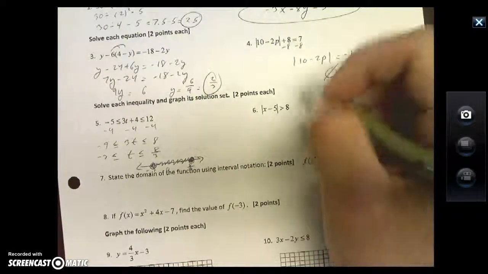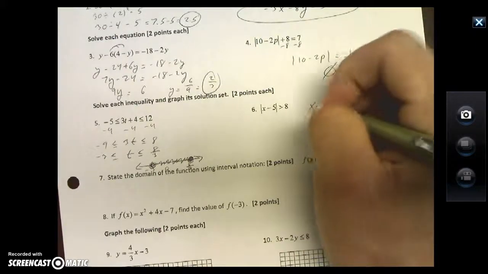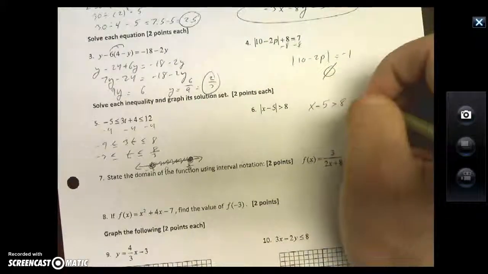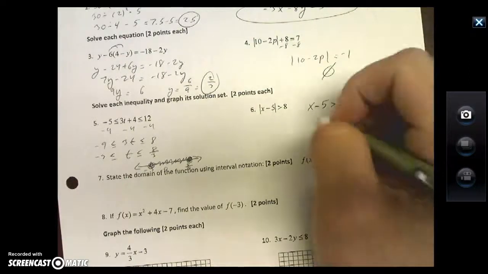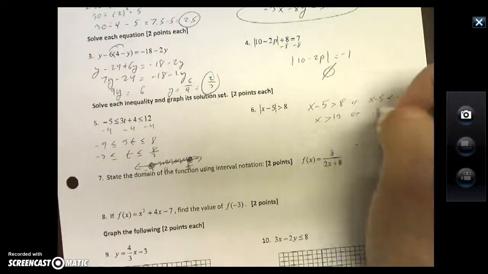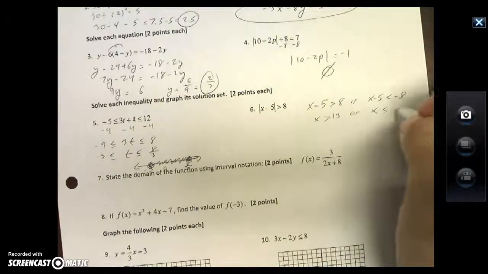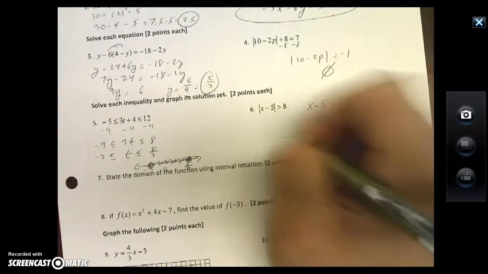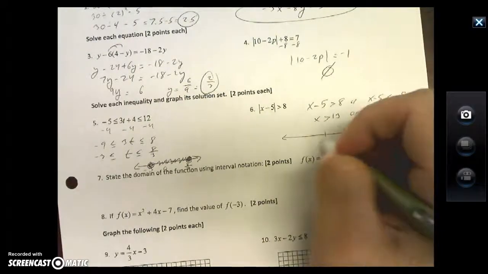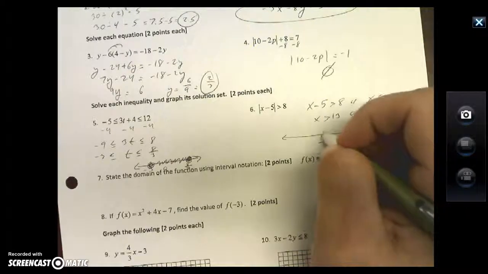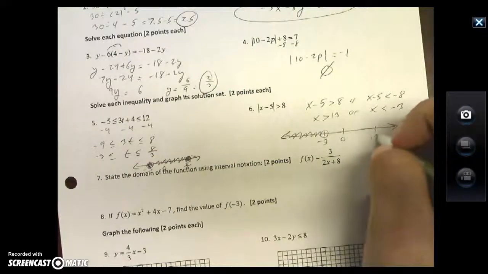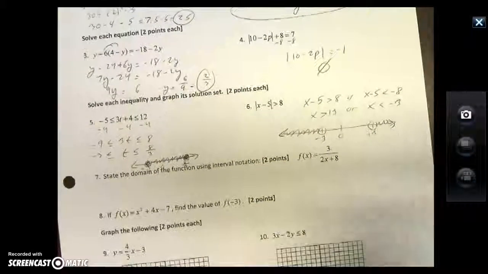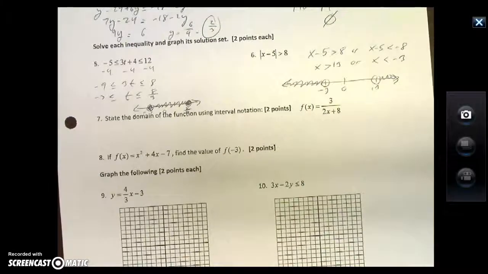Absolute value, we need 2 of these. This is greater than, so this is the OR one. x minus 5 is greater than 8, or x minus 5 is less than negative 8. Solve them both. x is greater than 13, or if I add a 5 over here, x is less than negative 3. These are the graphs that go in opposite directions. Less than, open circle, everything to the left. And then greater than 13, open circle, everything to the right. Very nice.